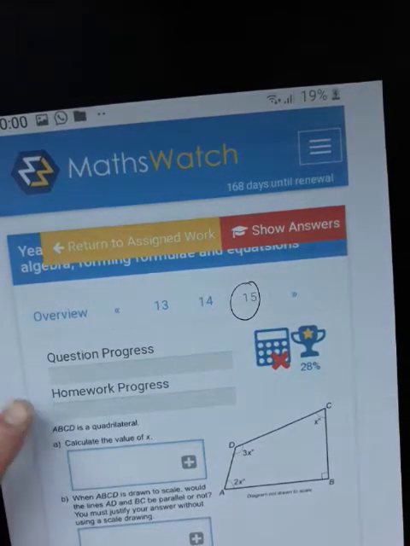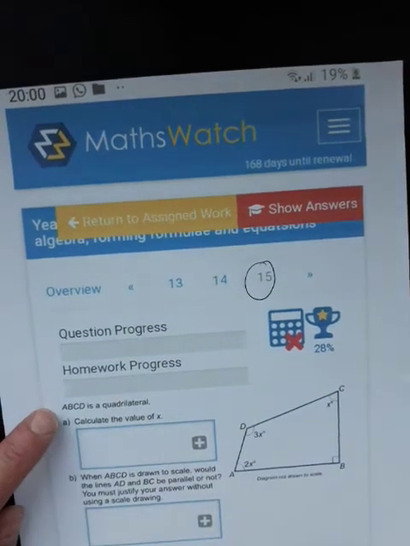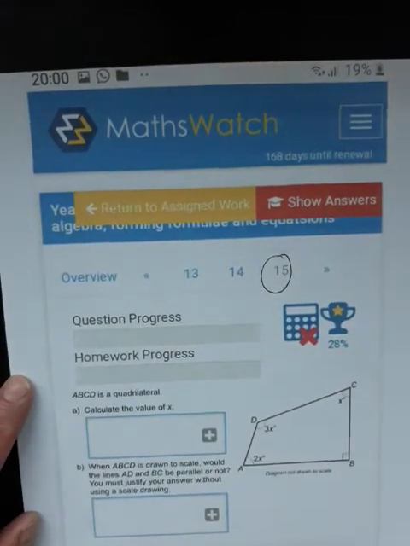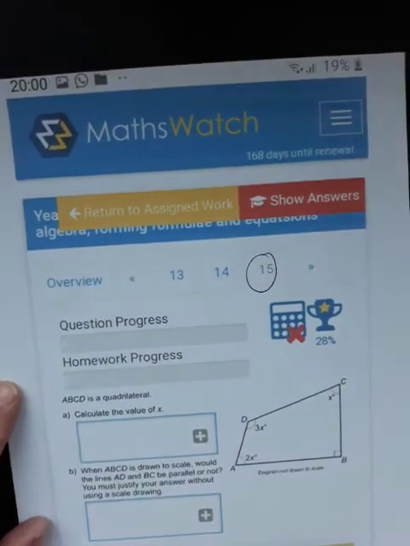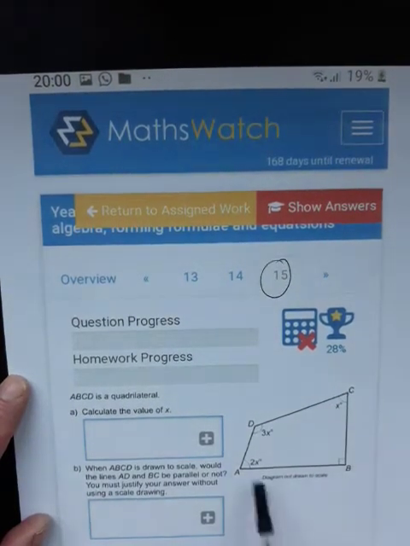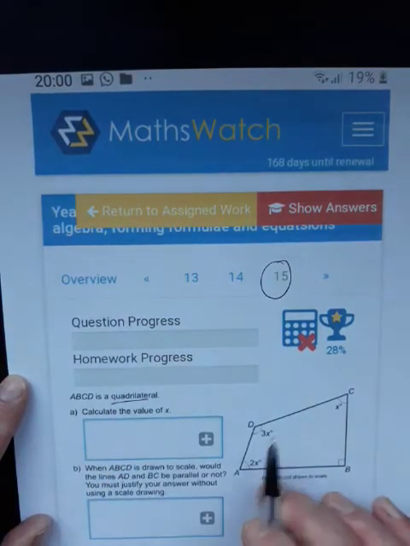Now in this section I'm actually going to go through 3 questions because they're of a similar type, and I may not complete these fully, but you should be able to get to a point where you can complete these. I'm going to start with question 15 from the assignment, and to give you a diagram, hopefully you recognise that is a quadrilateral. Well, it tells us that anyway in the question. Calculate the value of x.